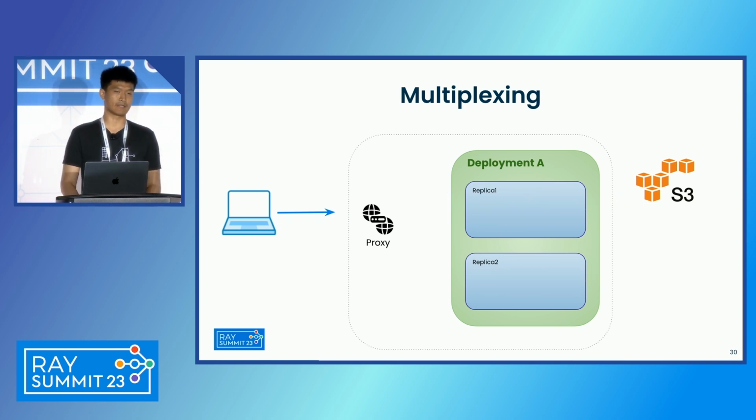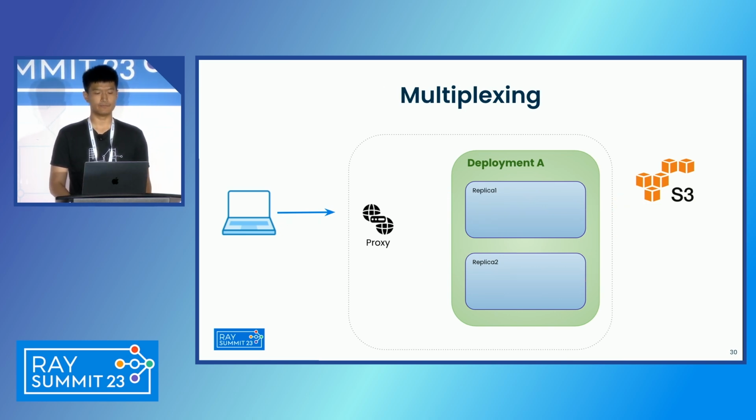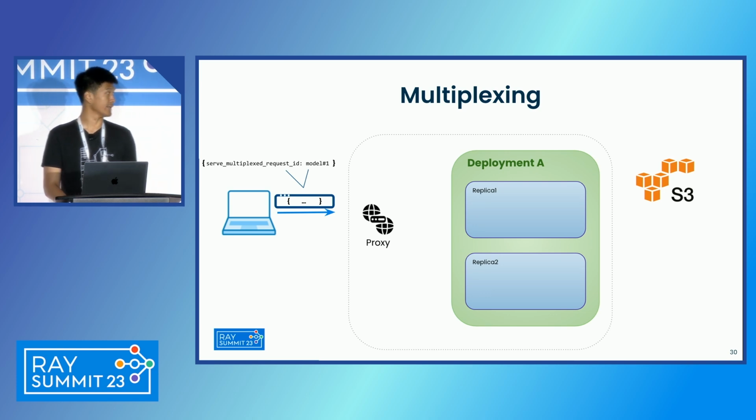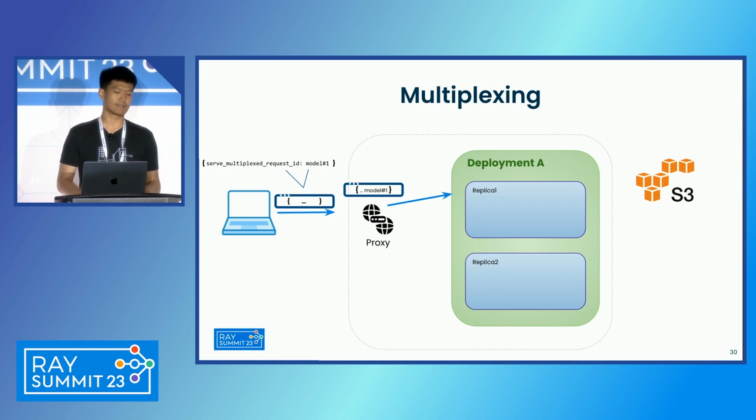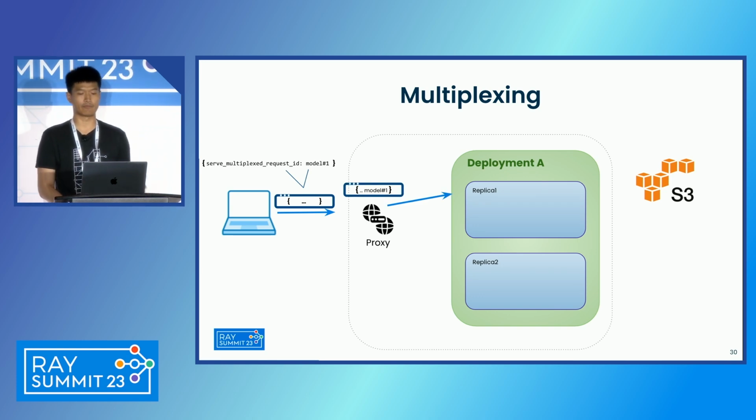Let's see how multiplexing resolves these issues. It's the same. Let's say the client also sets model 1 in the HTTP request and sends it to the proxy, and this is the same as the previous one.